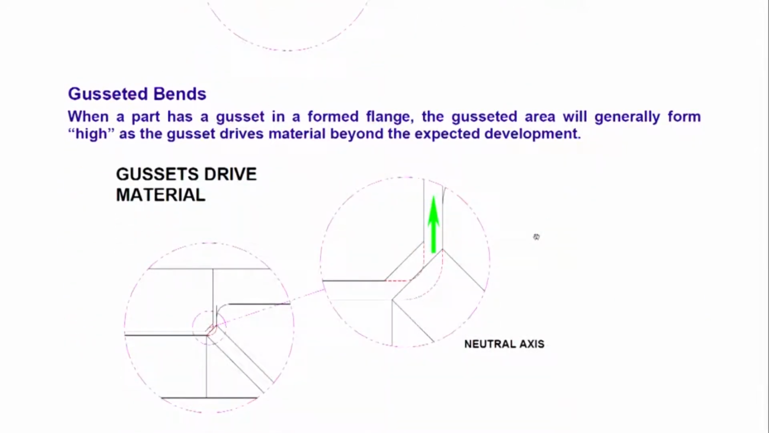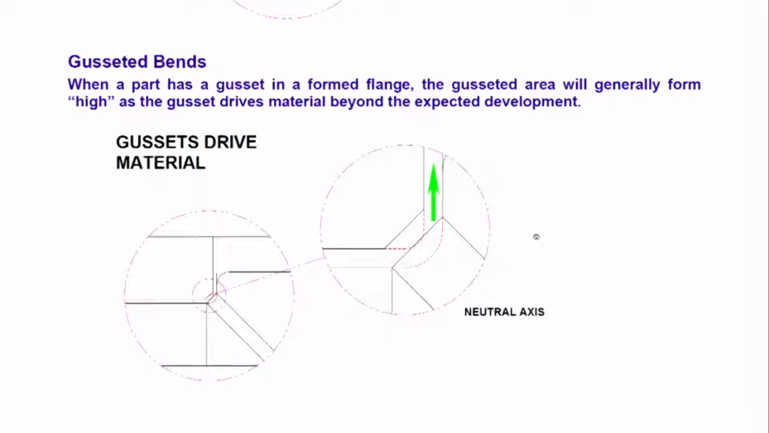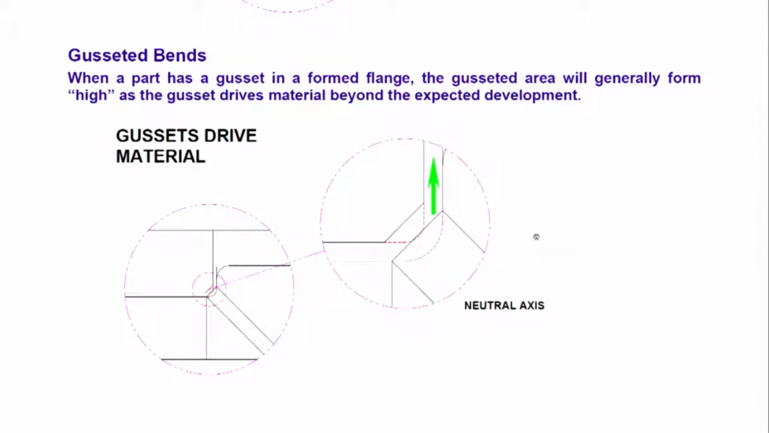So as you go down, when a part has a gusset in a formed flange, the gusset area will form high. What exactly is a gusset? So whenever we have an L angle like this, to stiffen this angle in one of the corners, suppose this is a thing, they make a depression which goes inside. This is the one that makes the part stiff.